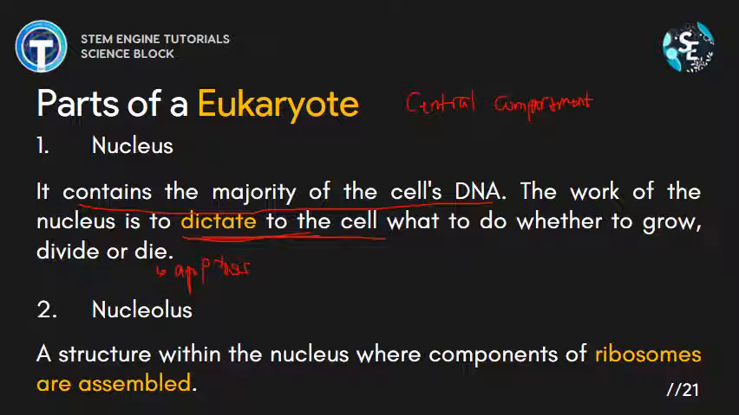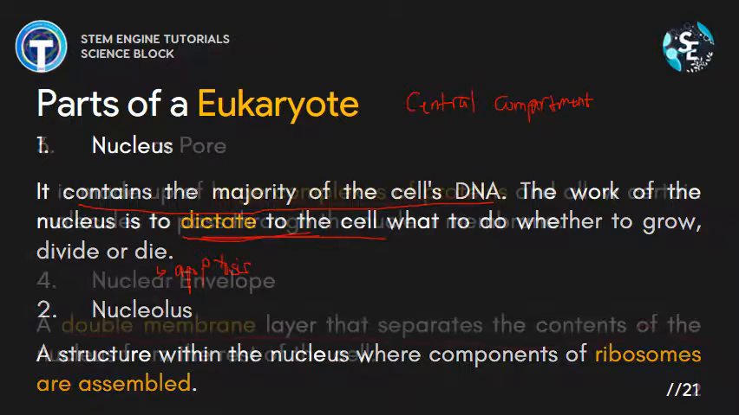Then, we have the nucleolus. So, nucleolus is a structure within the nucleus where components of ribosomes are assembled. So, nucleolus naman, kumbaga parang mas malaking part naman siya or specialized part siya sa isang nucleus. So, ribosome assembly naman ang kanyang function.